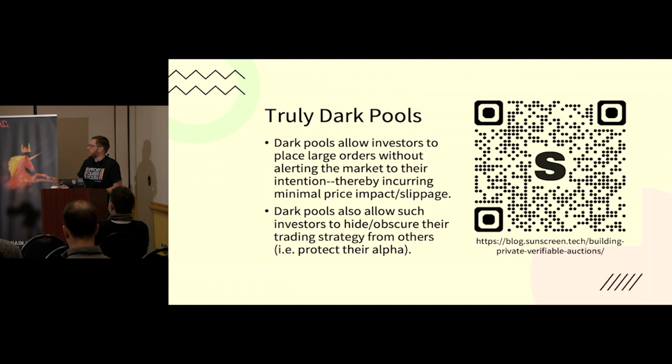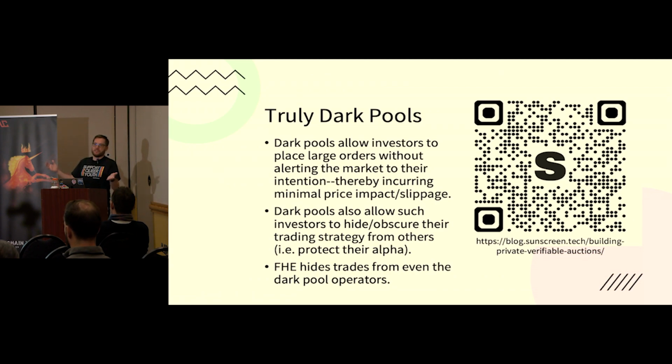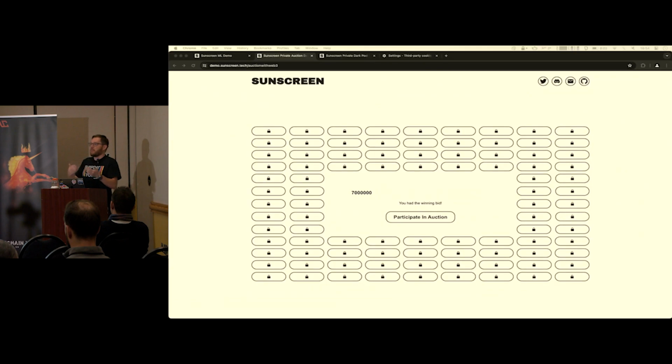Additionally, what dark pools allow you to do is to hide your trading strategy. So this is sometimes called protecting your alpha. And what we can do with FHE is we can make it so that you essentially build a dark pool where the order book is private, and even the person who runs the dark pool, who would normally in traditional finance be able to see all the bids and could potentially front run you and do malicious things to you, even that person doesn't know what the bids are.